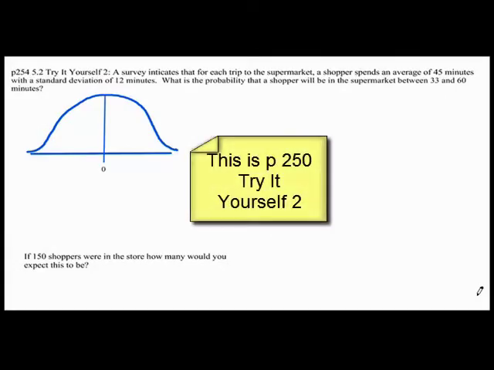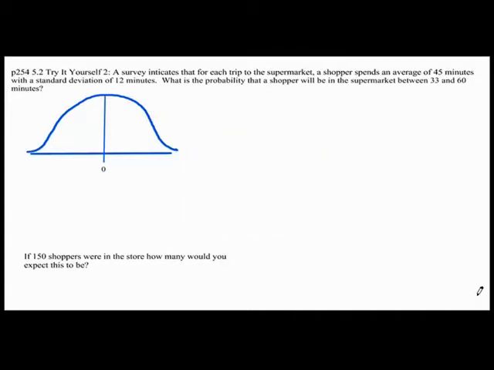Page 254, Section 5.2, Try It Yourself 2. A survey indicates that for each trip to the supermarket, a shopper spends an average of 45 minutes with a standard deviation of 12 minutes. That information was from the example on the same page. What is the probability that a shopper will be in the supermarket between 33 and 60 minutes?